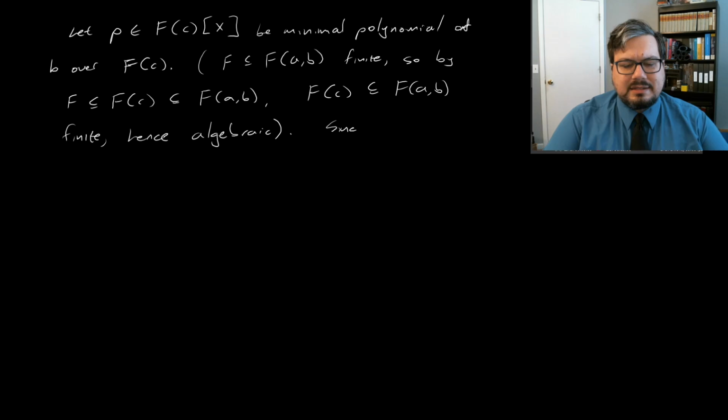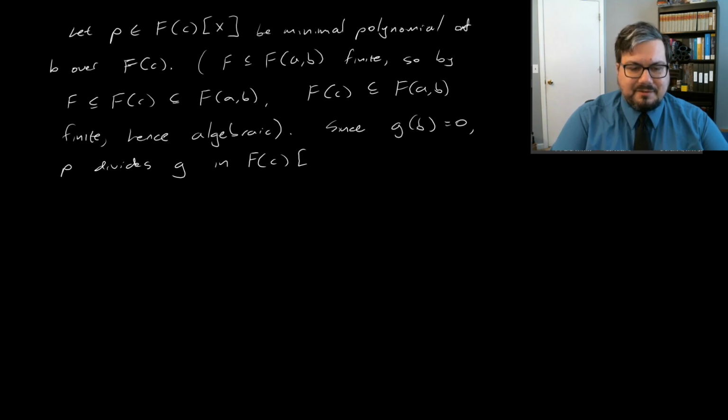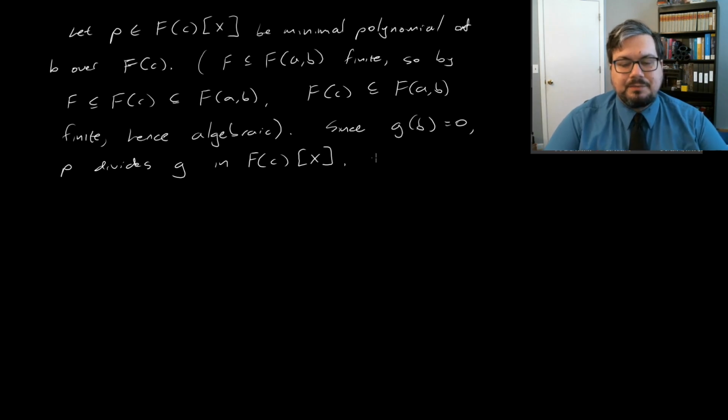Now, since g of b is equal to 0, we have that p divides g in the polynomial ring f of c adjoin x.